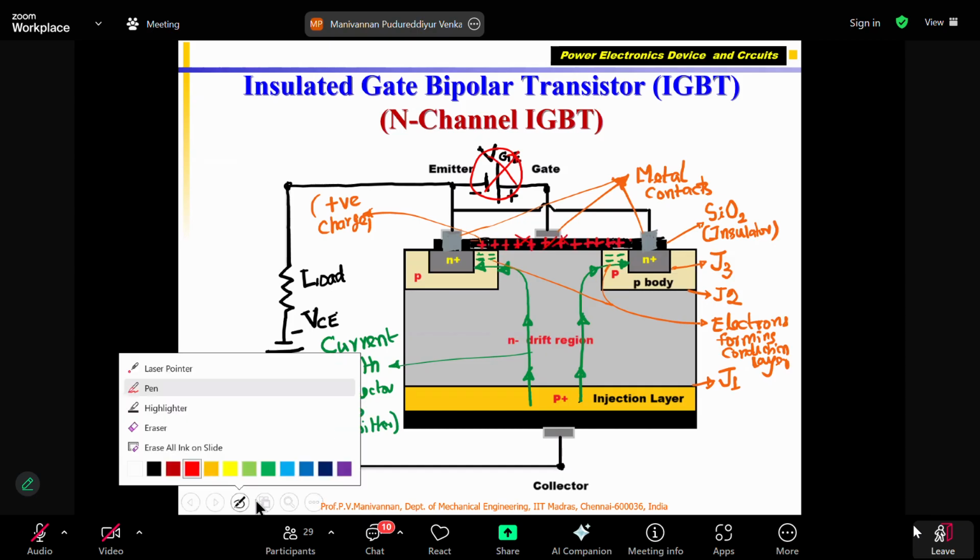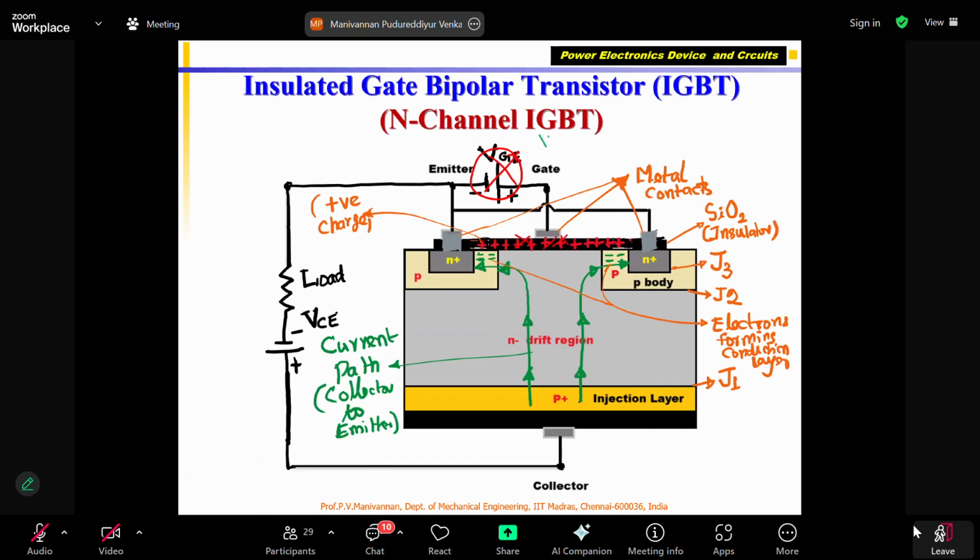Please note down. If I remove this, VGE equal to 0, I applied only this voltage, for example, 1000 volts. Understand? Plus minus applied between the emitter and collector. So the IC will not flow. IC will be 0 when VGE equals 0.